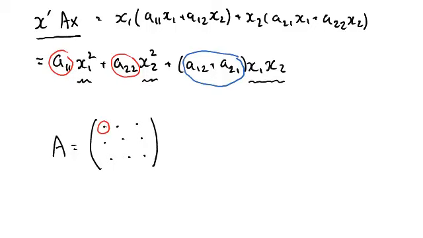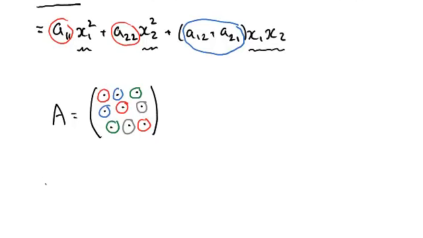This term will be the coefficient in front of x1 square, x2 square, x3 square. The sum of these two guys will be the term in front of x1, x2. The sum of these two, the term in front of x1, x3. And the sum of these two will be the term in front of x2, x3. Here is a simple example.